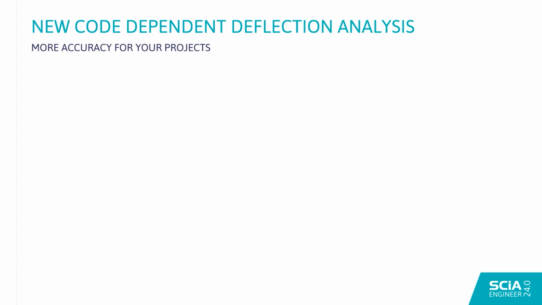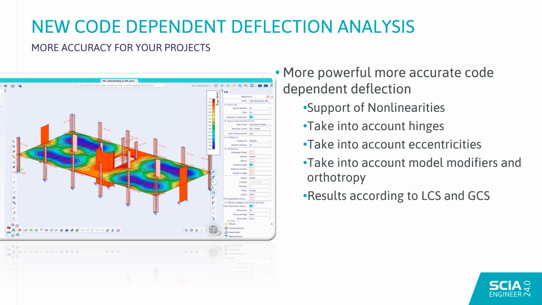With this release, CDD is more powerful, more accurate than ever. It will support nonlinearities, all types of nonlinearities. It will take into account hinges, which wasn't the case before. It will take into account eccentricities. It will take into account model modifiers and orthotropy. And it will allow you to get the results according to the local coordinate system and the global coordinate system. With this, you can model and analyze your structure more accurately than ever as well.